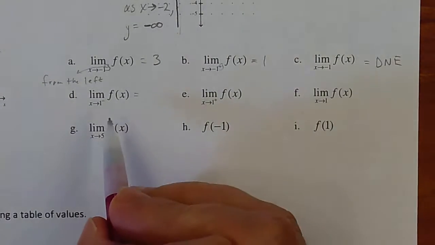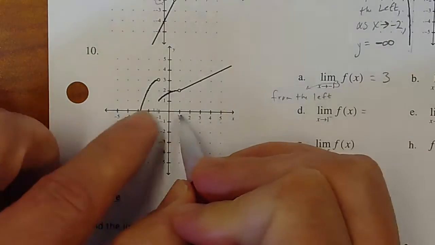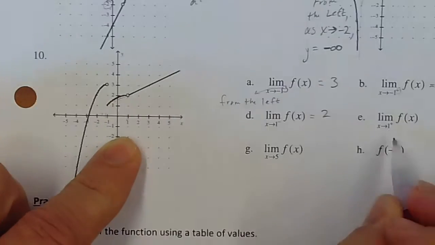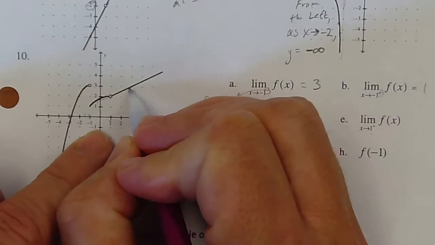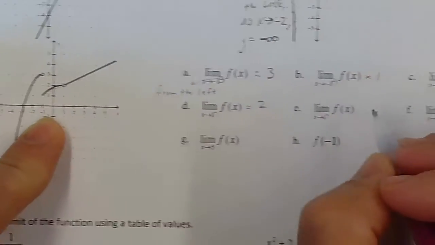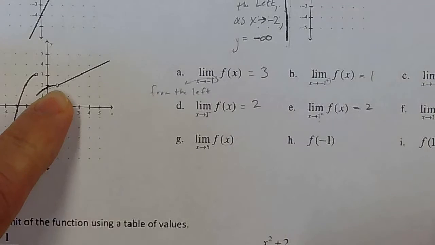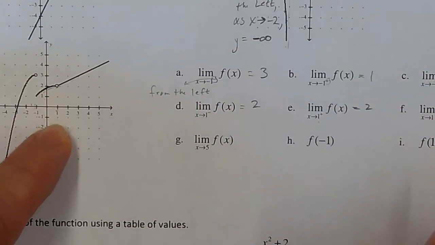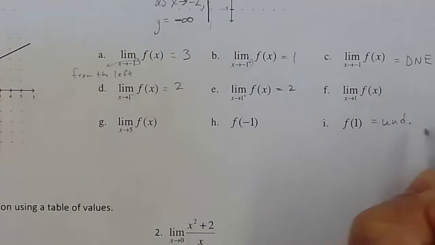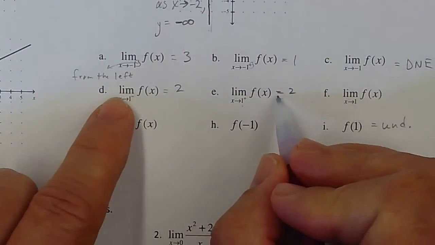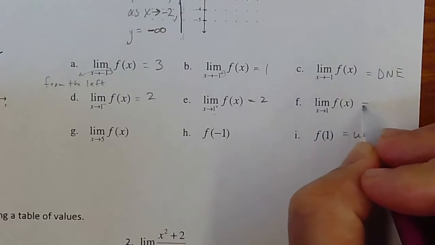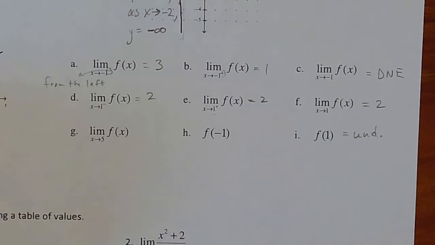All right, I'm going to go through these quick to wrap it up. So at 1 from the left, coming in this way, it's approaching a y value of 2. From the right, what are the y values? When I get to like 1.01, looks like it's getting close to 2. Okay, don't worry, that's an open circle right there. We'll take care of that later because at 1, there's nothing there. So we'd say undefined for that one. But these two, we're approaching the same number.